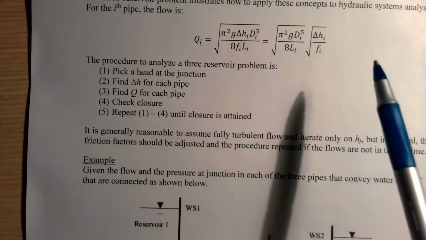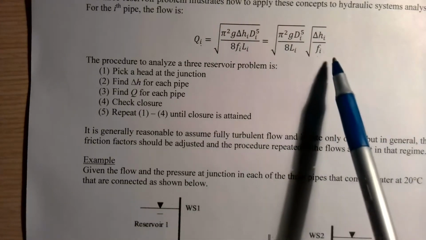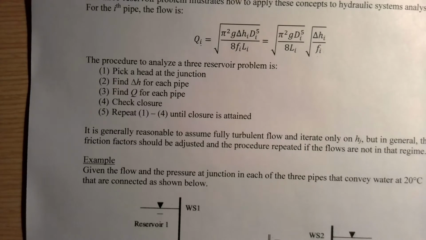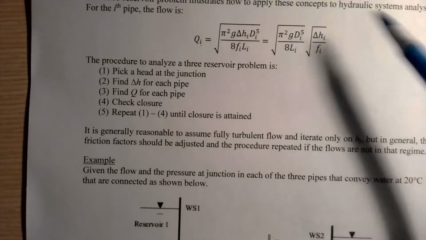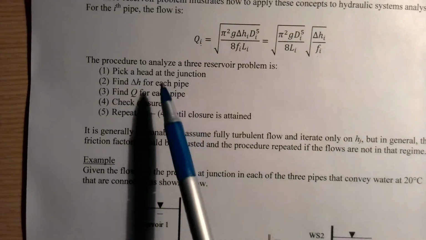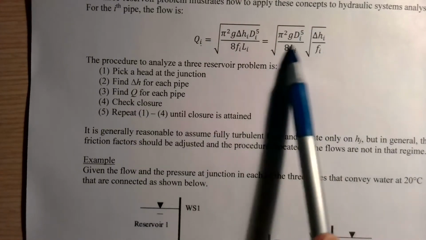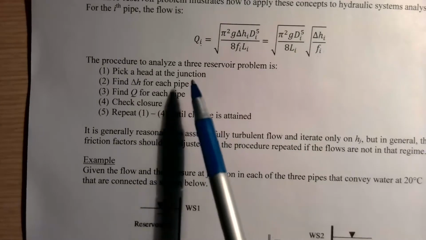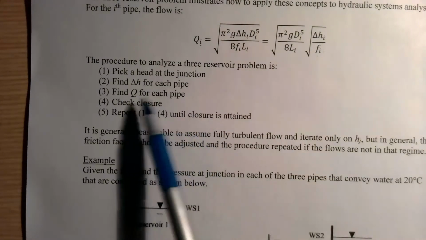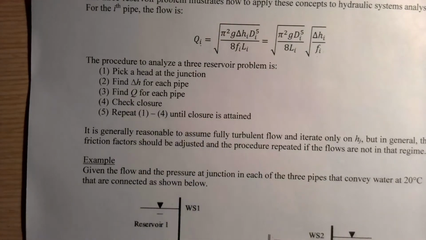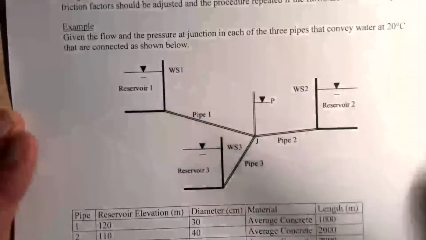But at the end of these problems, once we go through all the other steps, we should go back and really check the friction factors, and we might have to go through and do it again with the new values of the friction factor once we've gotten to the end of the problem. But anyway, once we've gotten delta H for each pipe, we can then get Q, and then we can check the closure. And the closure condition in this case is going to be flow in equals flow out.